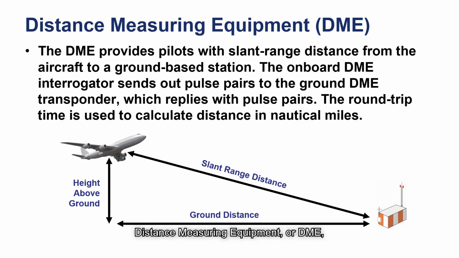Distance measuring equipment, or DME, provides pilots with slant range distance from the aircraft to a ground-based station. The onboard DME interrogator sends out pulse pairs to the ground DME transponder, which replies with pulse pairs. The round-trip time is used to calculate distance in nautical miles.